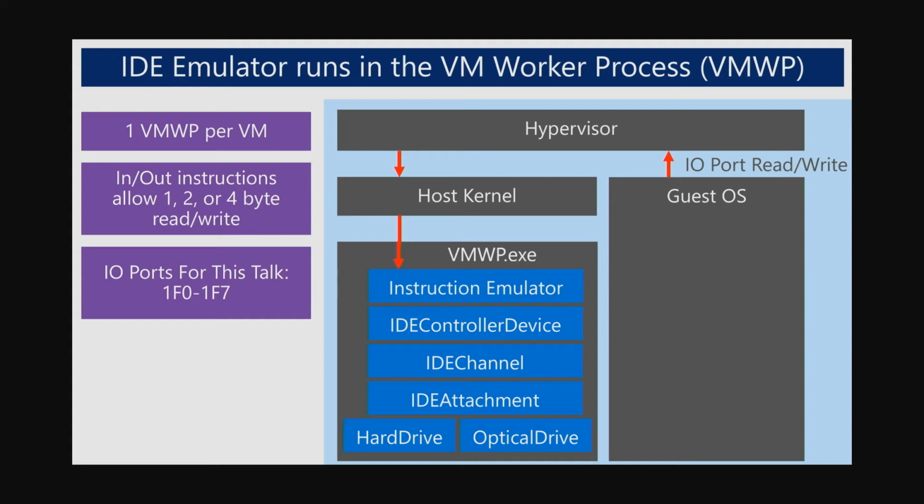And this consists of a couple components. There is the IDE controller device. There are 2 IDE channels that are attached to that controller device, and each channel has 2 attachments attached to it. And those attachments can either be hard drives or optical drives. For the purposes of this talk, I'm going to be using hard drives. And also for the purposes of this talk, the only I/O ports that actually matter are 1F0 through 1F7. The emulated storage component does emulate a number of other I/O ports, but they don't matter for this vulnerability.